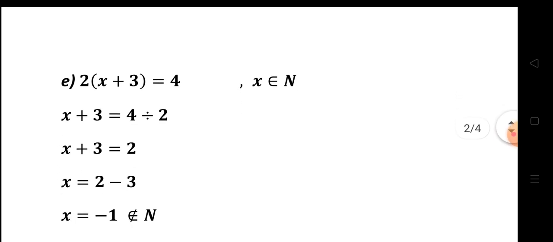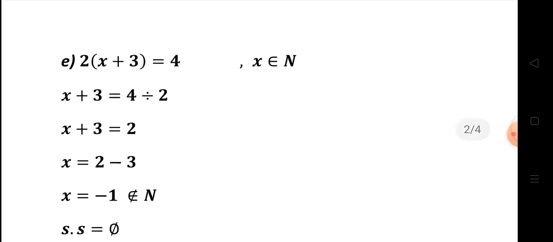The next example, I have here 2 multiplying the bracket x plus 3 equals 4. In this example, I will move at the first number 2. But before it, I will ask myself, is 4 divisible by 2 or not? Yes. So I will divide it by 2. So the equation will be x plus 3 equals 4 divided by 2. So x plus 3 equals 2.